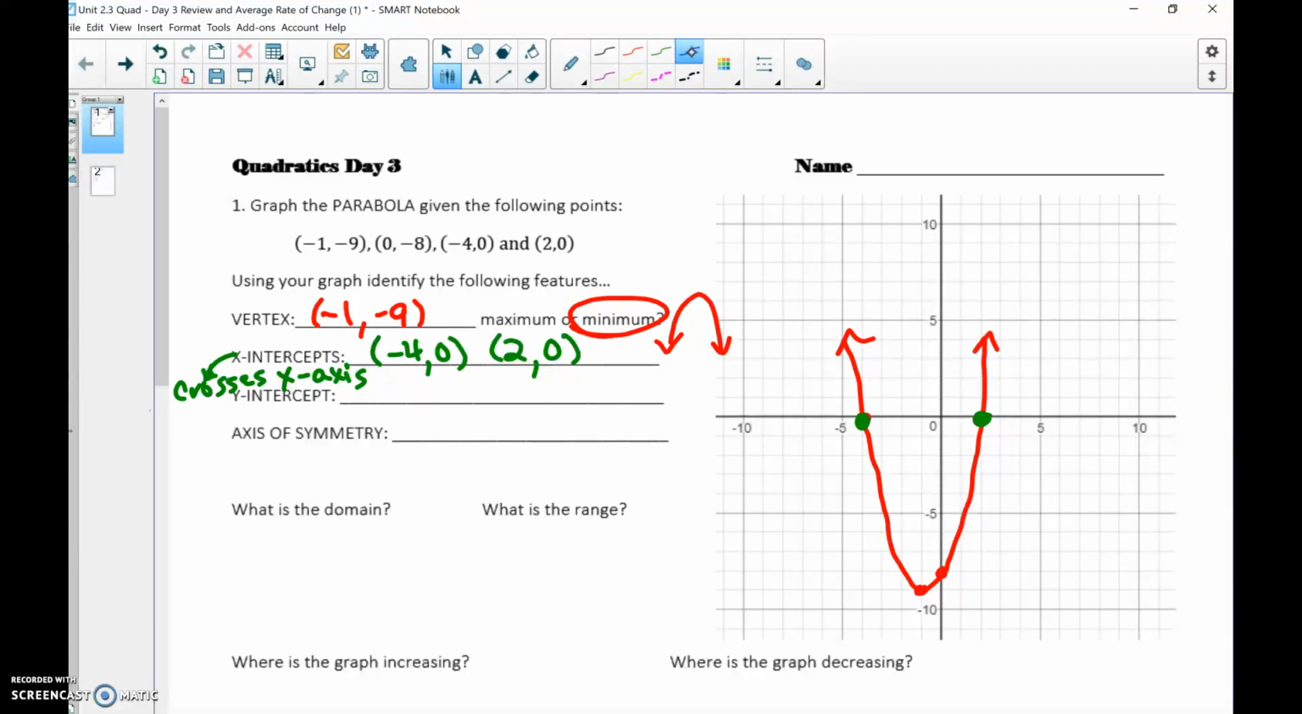And then my y-intercept is where it crosses the y-axis. So I look at this one. There's only one spot where that happens, which is right there, and that is -8. So it's 0, -8.